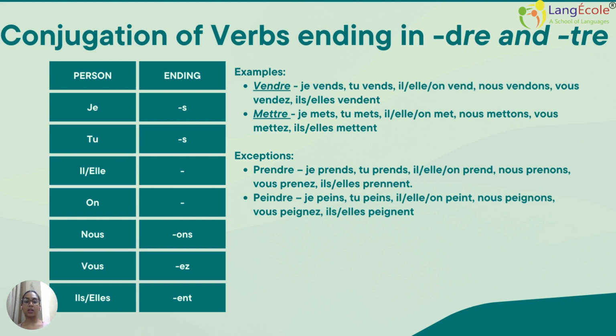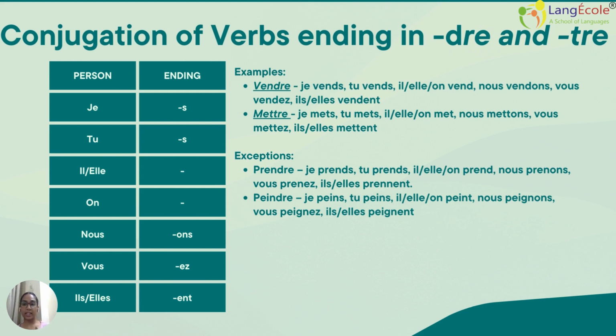Some of the exceptions are the verb prendre and its related forms like apprendre, comprendre, etc. They lose the D in their plural forms, and in addition, the N is doubled in the third person plural form. So, for example, the prendre verb, the conjugations become je prends, tu prends, il, elle prend, nous prenons, vous prenez, and ils, elles prennent. So, in the plural form of ils and elles, the N is doubled, and in the nous form and vous form, the D is removed.